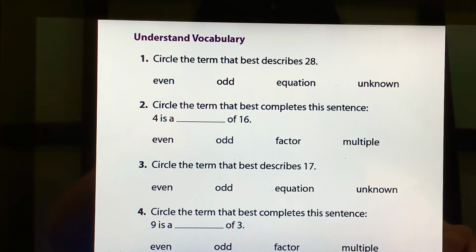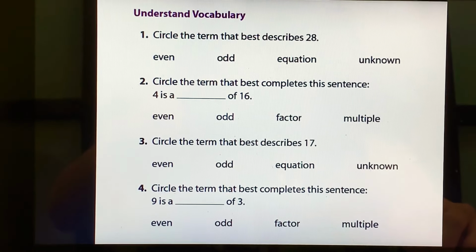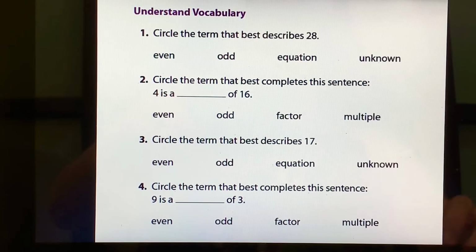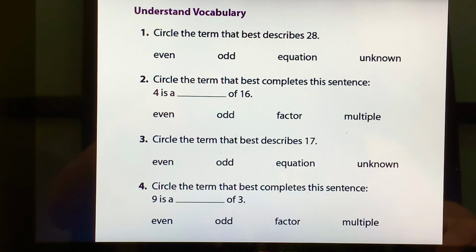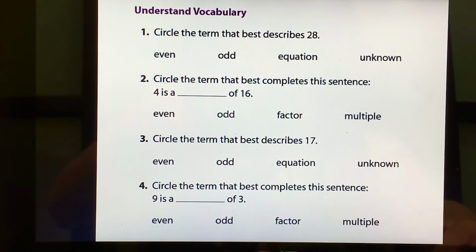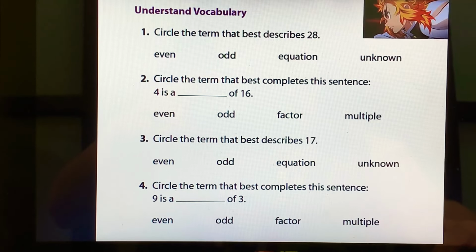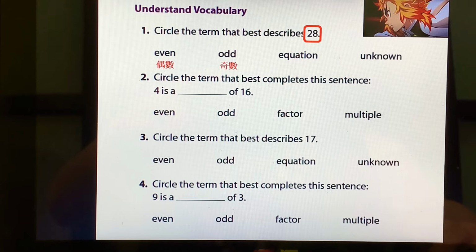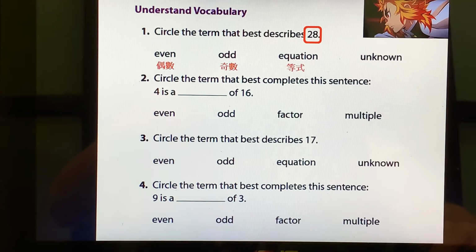Understand vocabulary. Number 1. Circle the term that best describes 28. Which term best describes 28? Even? Odd? Equation? Unknown.